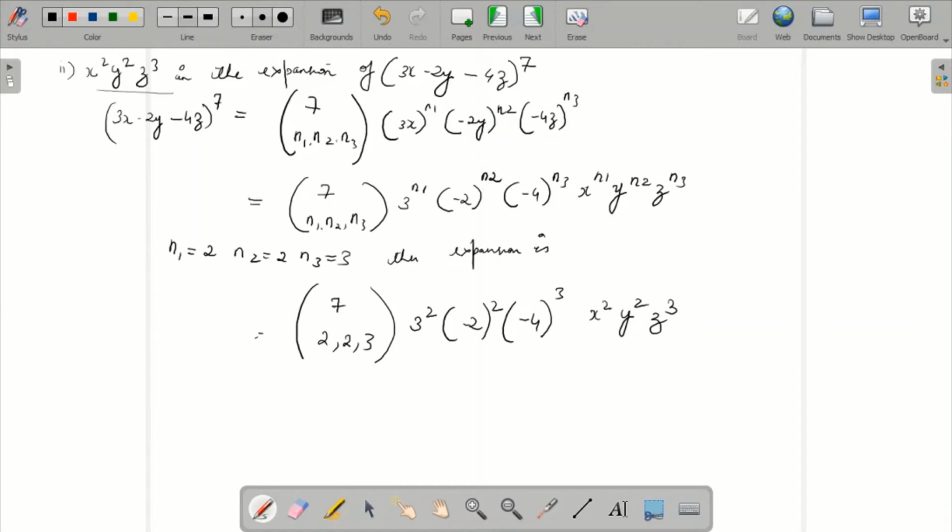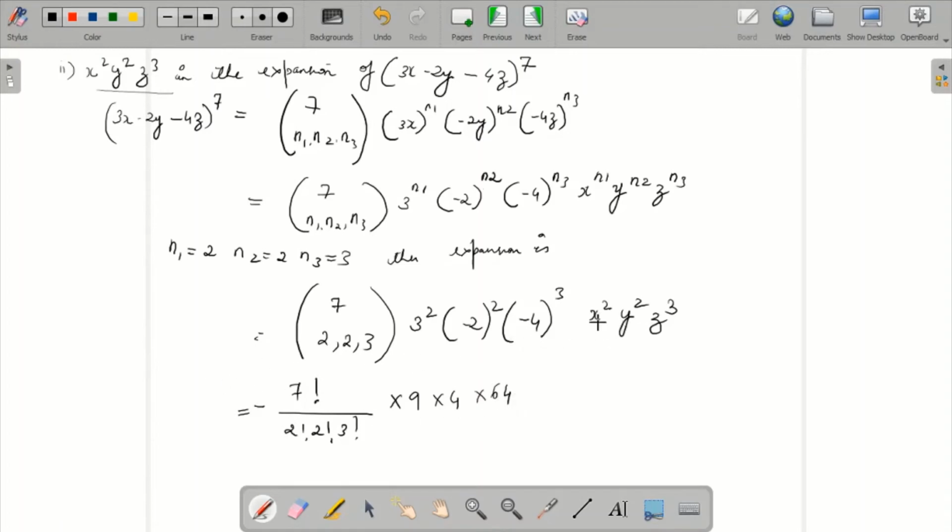So you can solve this particular problem. It would be 7 factorial divided by 2 factorial, 2 factorial, 3 factorial. 3 into 3 is 9, minus 2 square, it is minus 2 into minus 2 is 4, and here it is minus 4 cube. I'll just get that minus out. Here it is 4 cube, which is 4 into 4 into 4, it would be 64.